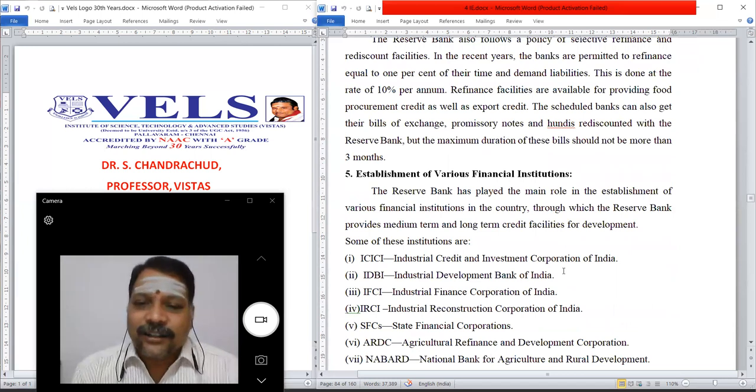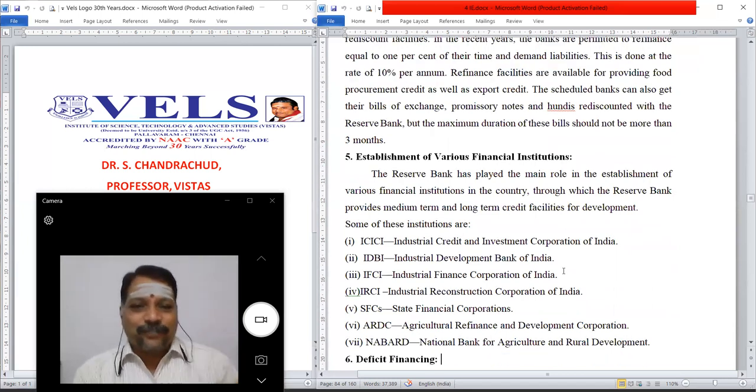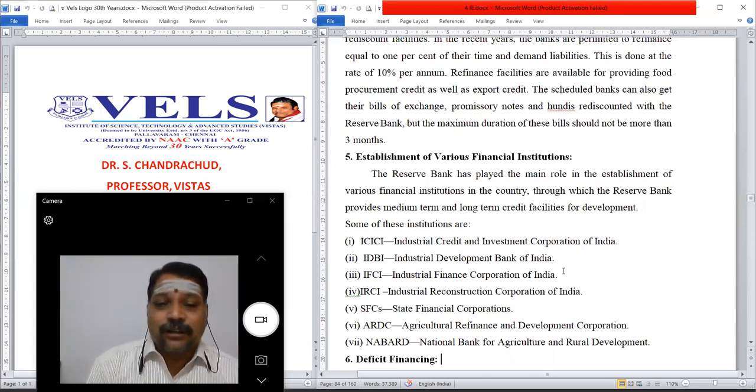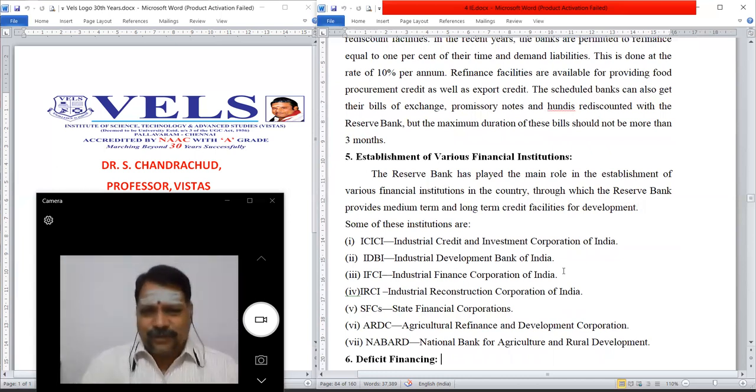Then one of the main elements of this monetary policy is the establishment of financial institutions. The Reserve Bank has played a main role in establishing various institutions in the country, through which the Reserve Bank provides medium-term and long-term credit facility to everyone. Some of them I have listed. The first one is ICICI, Industrial Credit and Investment Corporation of India. The second one is IDBI, Industrial Development Bank of India. The third one is IFCI, Industrial Finance Corporation of India. Then the fourth one is IRCI, Industrial Reconstruction Corporation of India.